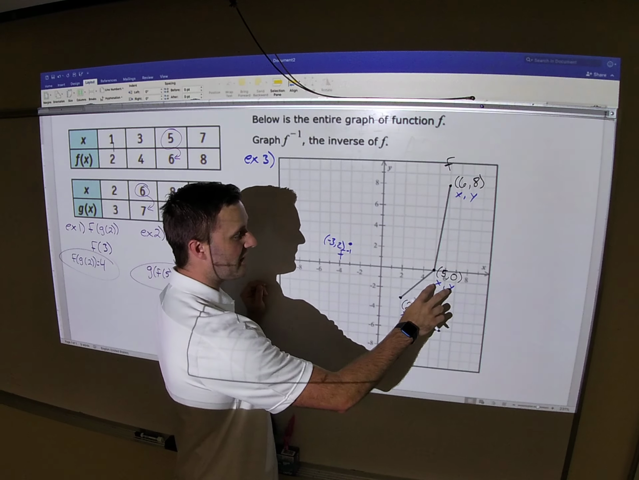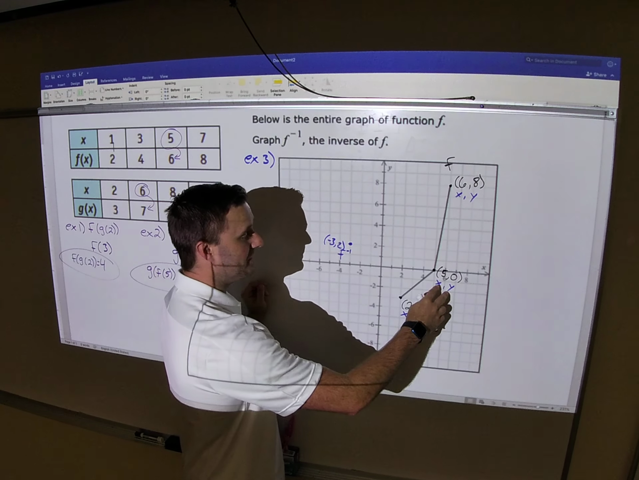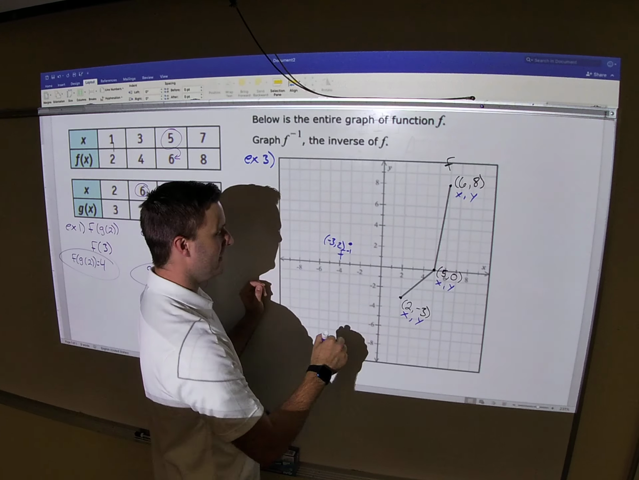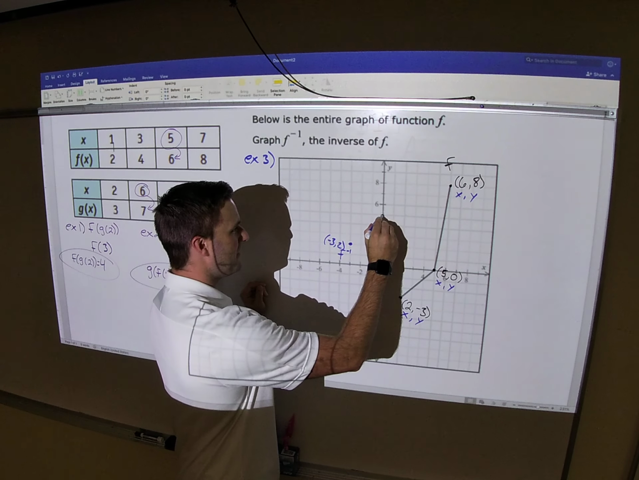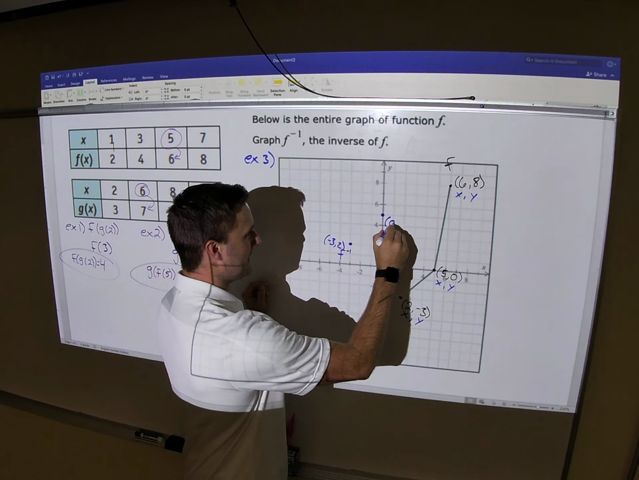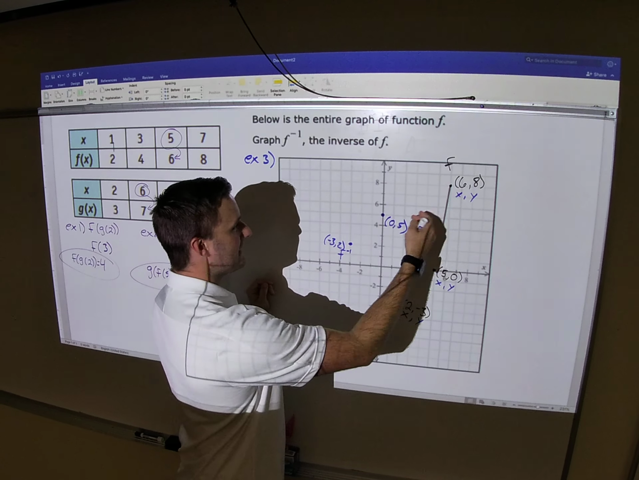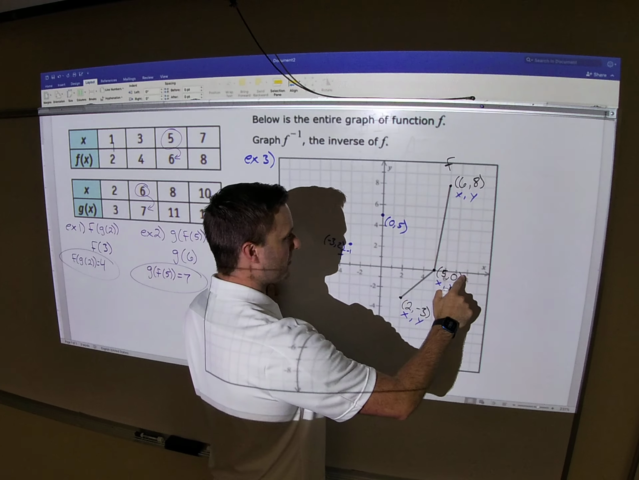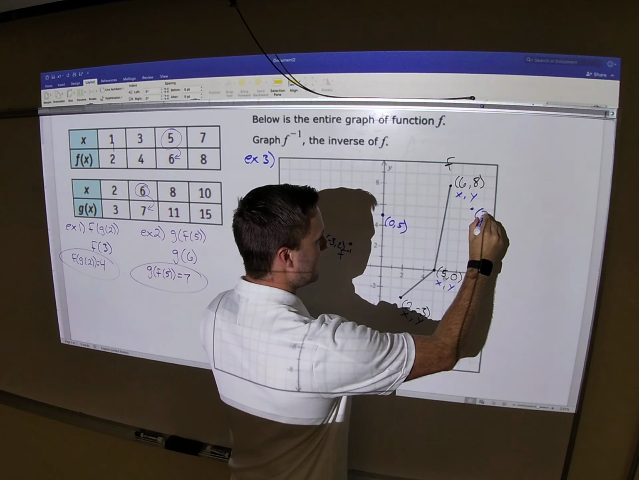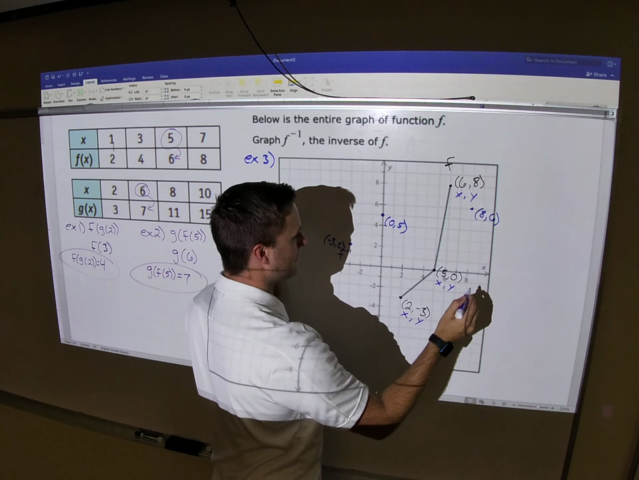In the same way, I have (5, 0). If I flip x and y, I'm really going to be graphing (0, 5) for the inverse. So (0, 5) for that inverse. I'm going to write that. So (0, 5). In my original function, if I have (6, 8), then I'm going to graph by flipping it: (8, 6). So I'm going to go to the right 8 and up 6, and this will be the point (8, 6) of my inverse.